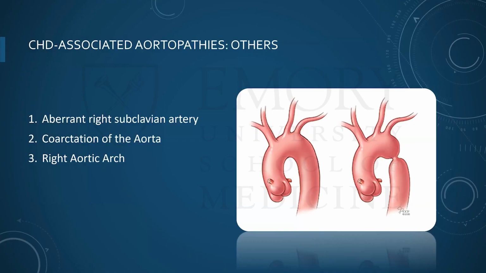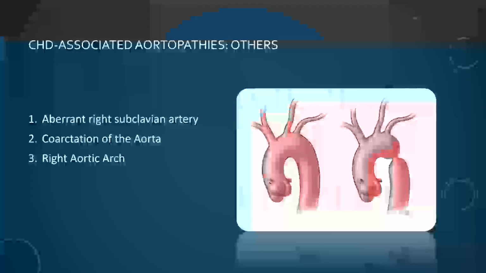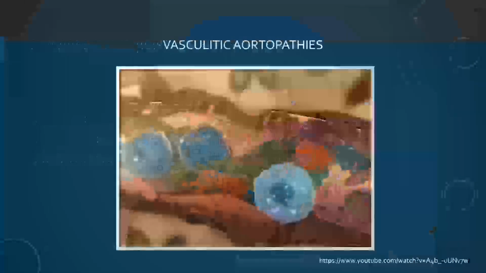Other congenital anomalies are associated with aortopathy, but much less so and much less studied. An aberrant right subclavian artery, a right aortic arch, and coarctation of the aorta are also associated. And in doing my reading, a lot of these diseases have overlap with other genetic syndromes that we're going to talk about later. It's believed that ultimately there's overlap in the mechanisms and the pathophysiology between a lot of these.